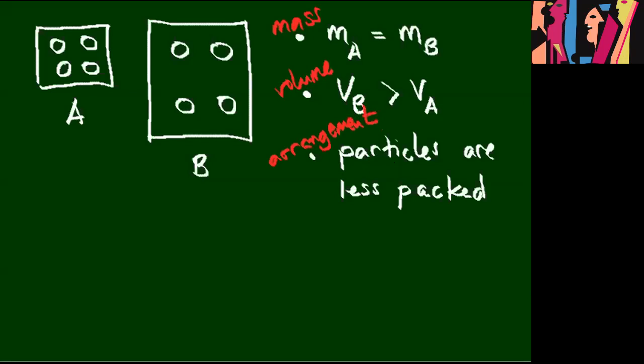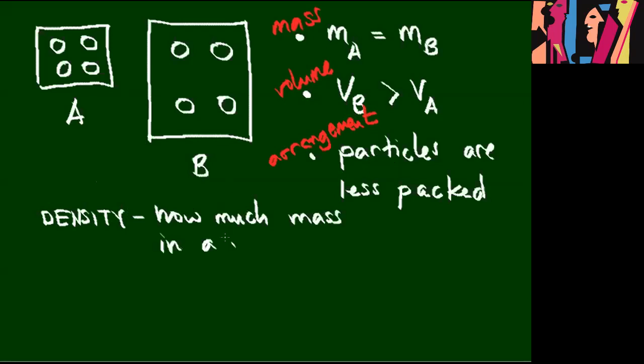There's another way we can describe objects, or compare objects really, that has to do with what's known as density. Density just measures how much mass there is in a given volume. We can write the formula for density as follows. My density is rho, that is an m divided by a v.